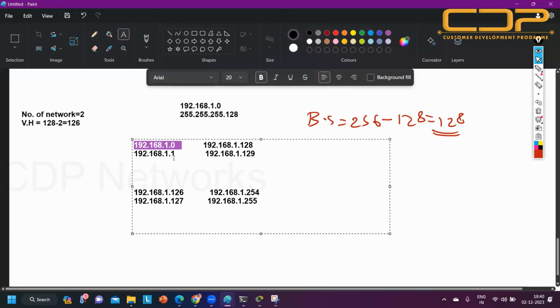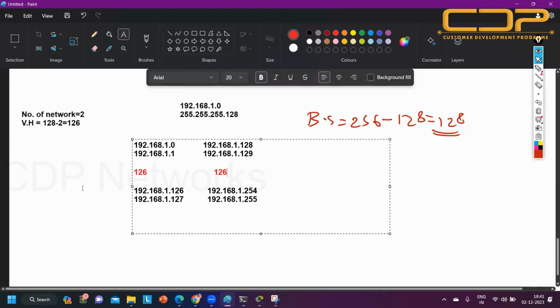So the first usable IP address is this one, and the last usable IP address is this one in the first network. The first usable IP address in the second network is this one, and the last usable IP address is this one. So here we have 126 usable IP addresses, and in the second network also we have 126. Now if I need to design one network where I need, let's say, 50 hosts, I can use this subnet mask 255.255.255.128, but still I am wasting a lot of IP addresses.